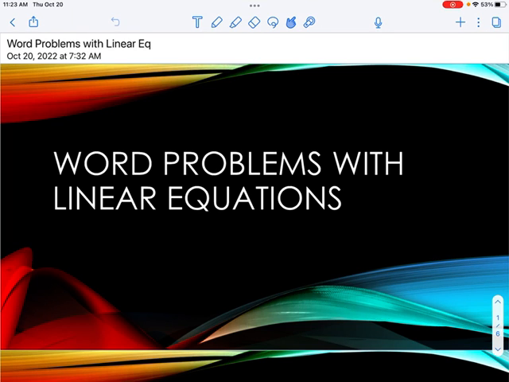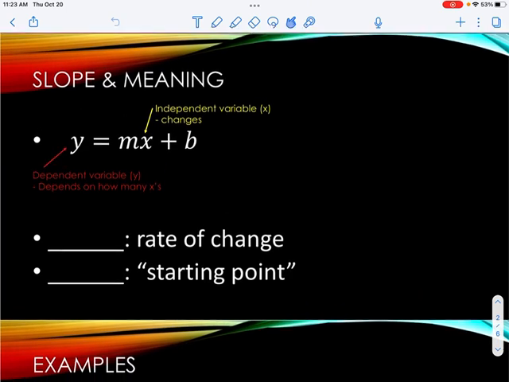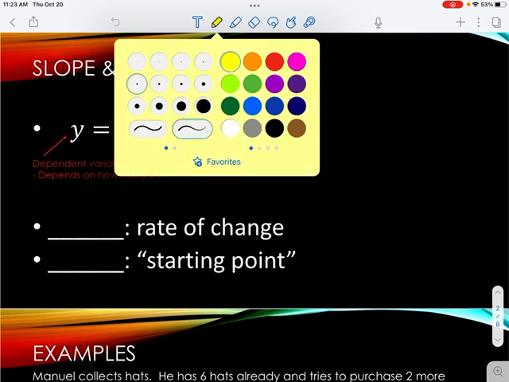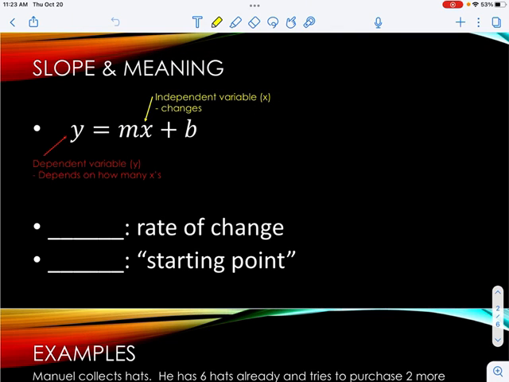All right, we are going to be talking about word problems with linear equations and functions. Now, let's do a quick review of what we've been talking about. When we talk about slope and linear equations, we're looking at slope-intercept form. When I look at this, I have an independent variable. Remember, we talked about those. Those are the things that are driving the equation.